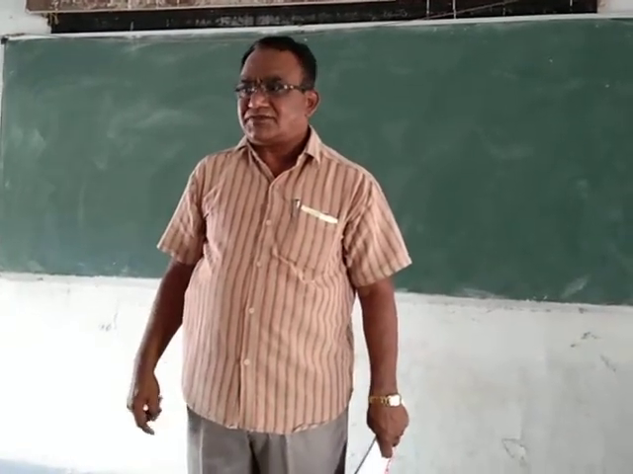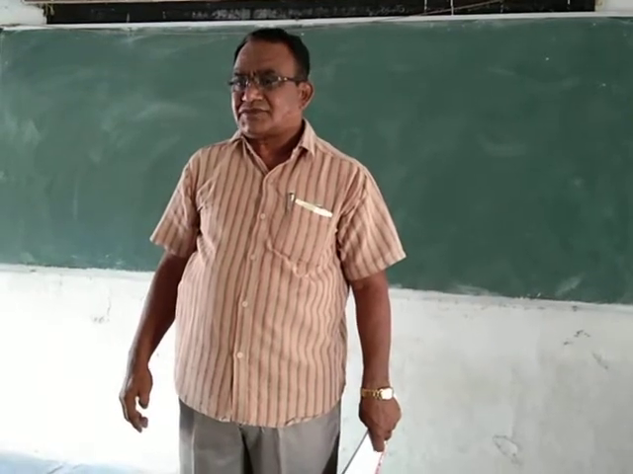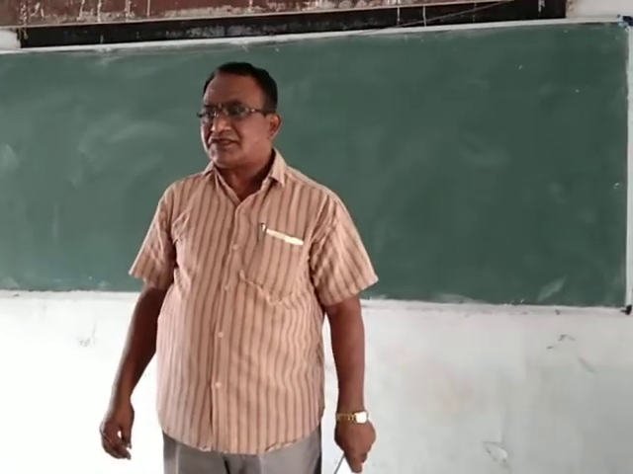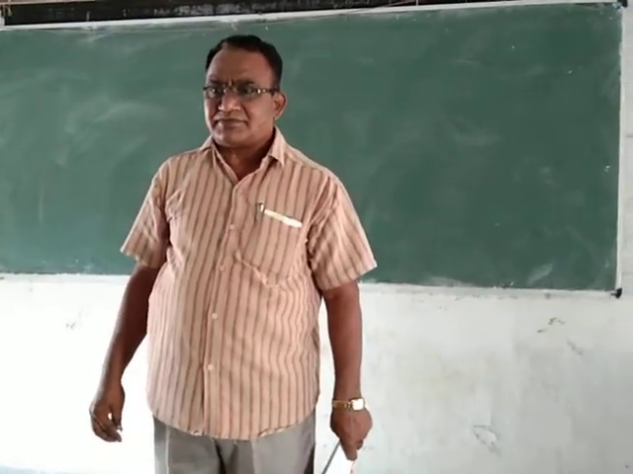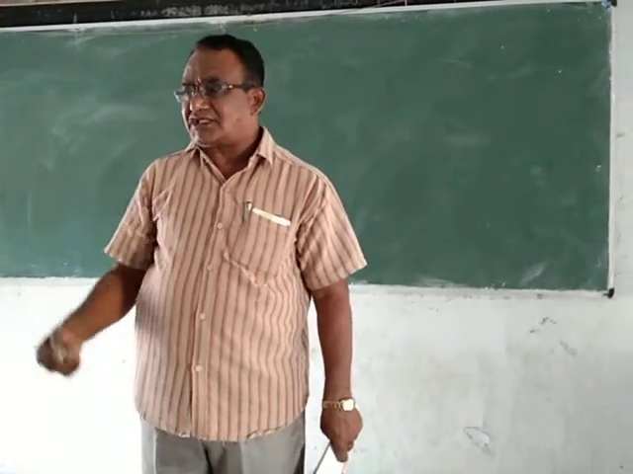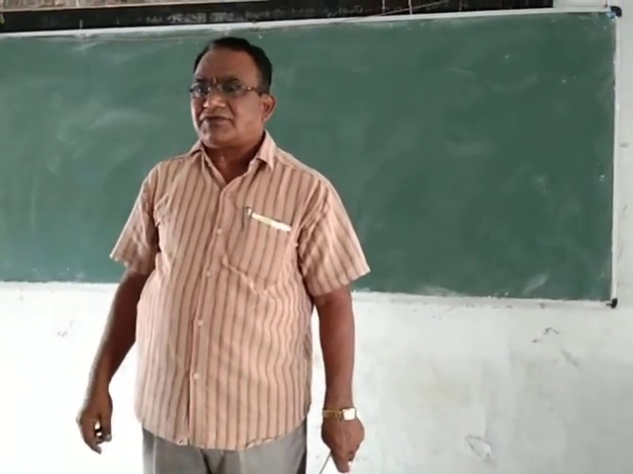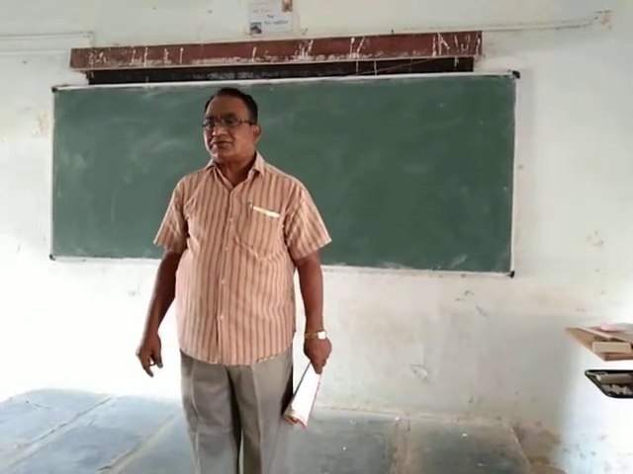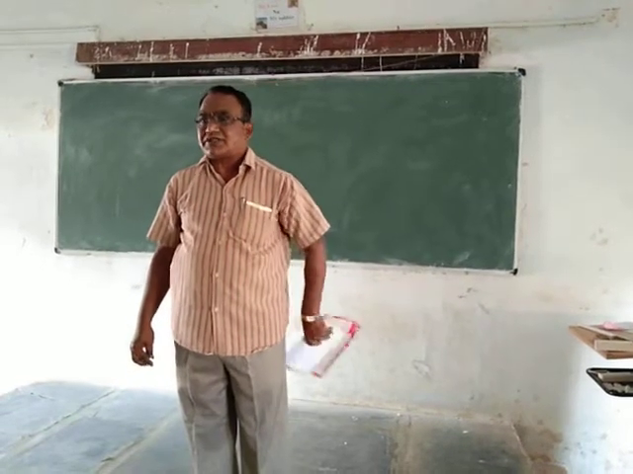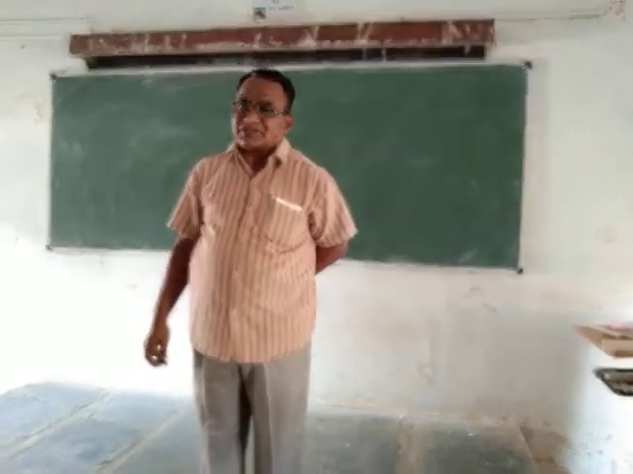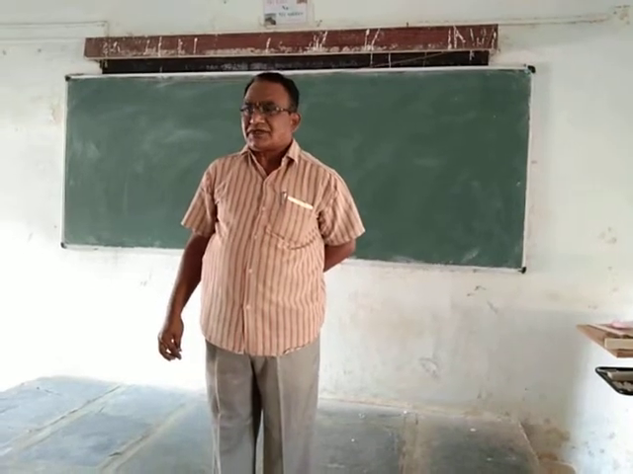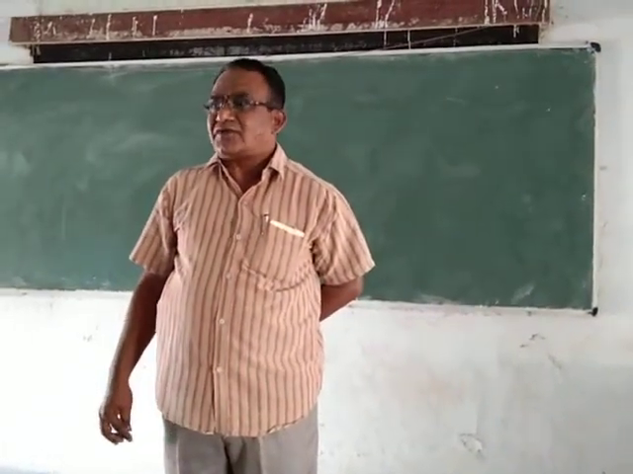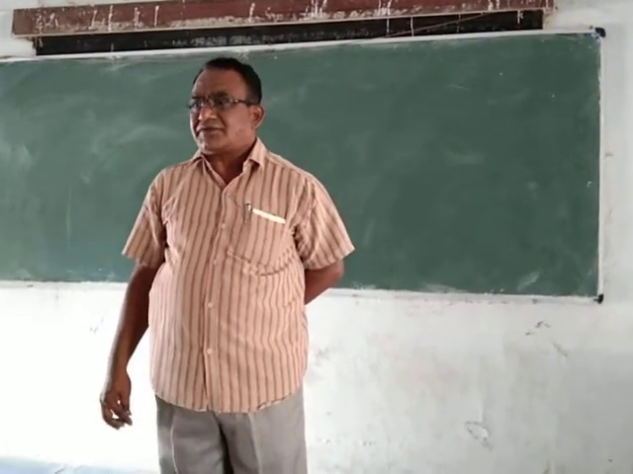beta function. First property, it is the symmetric property. Thereby we have proved beta(m, n) is equal to beta(n, m). Next, the transformation property. Thereby we have proved that beta(m, n) is equal to 2 times the integral from 0 to pi by 2 of sin to the power 2m minus 1 theta into cos to the power 2n minus 1 theta d theta.